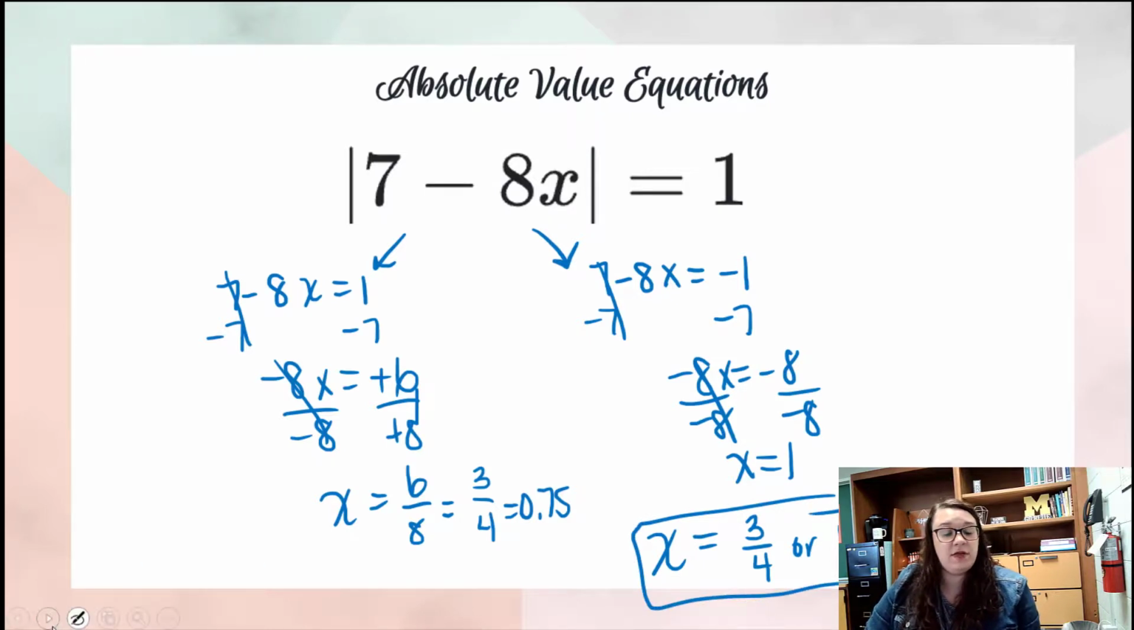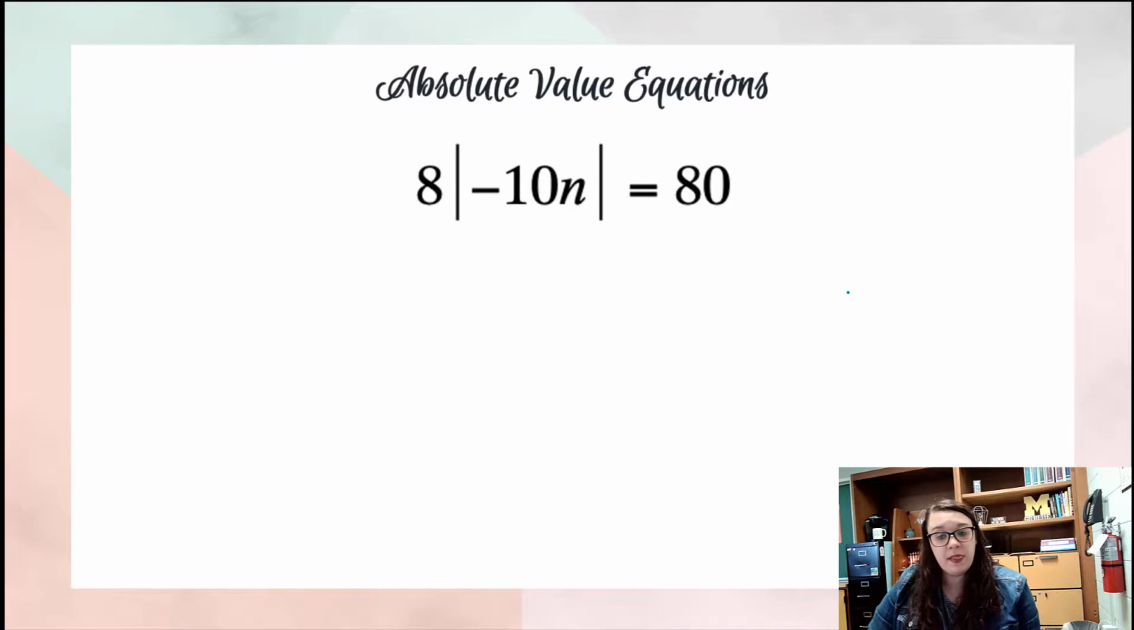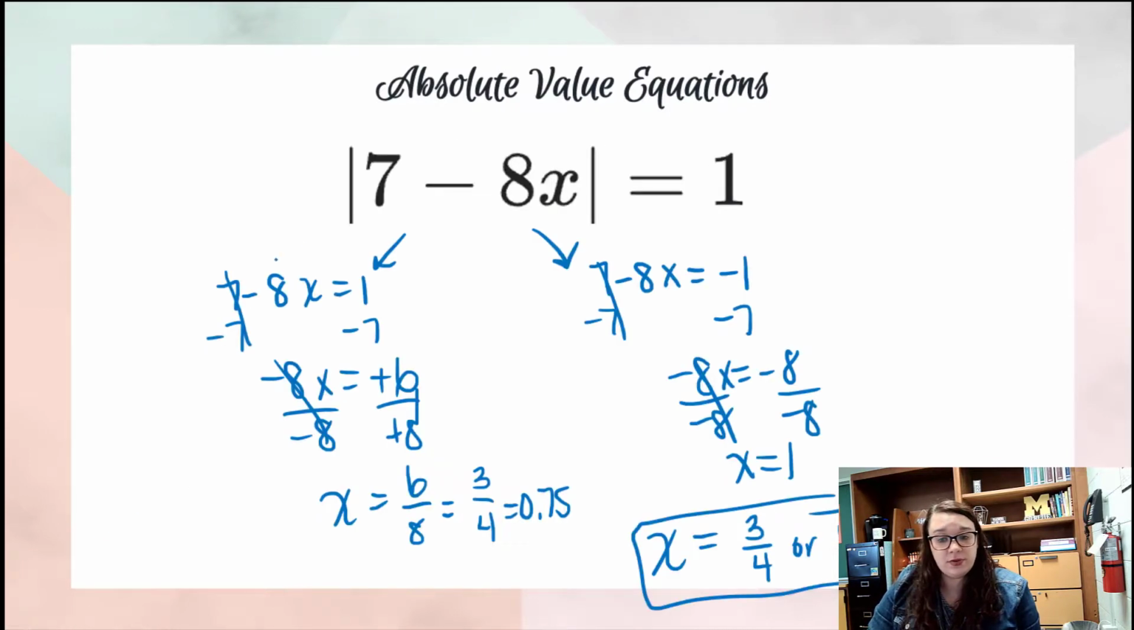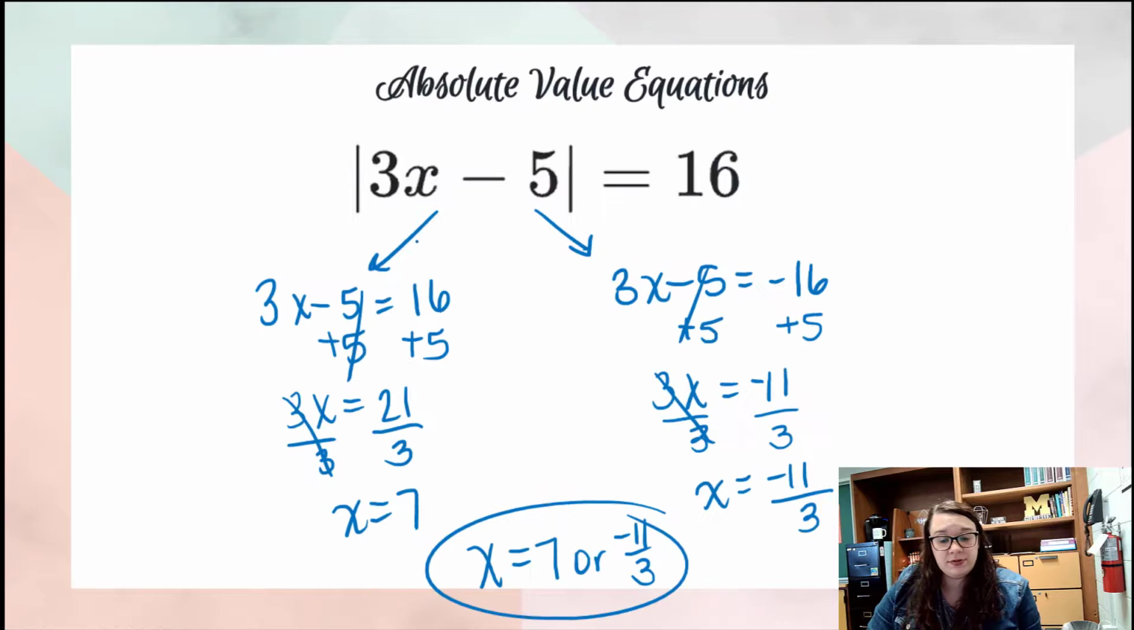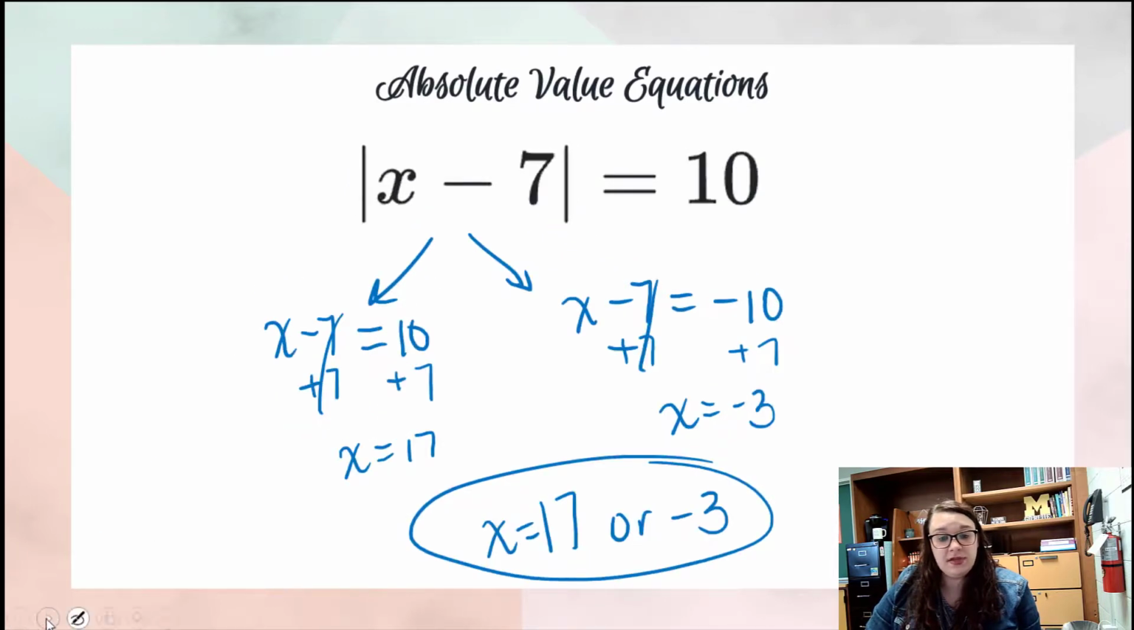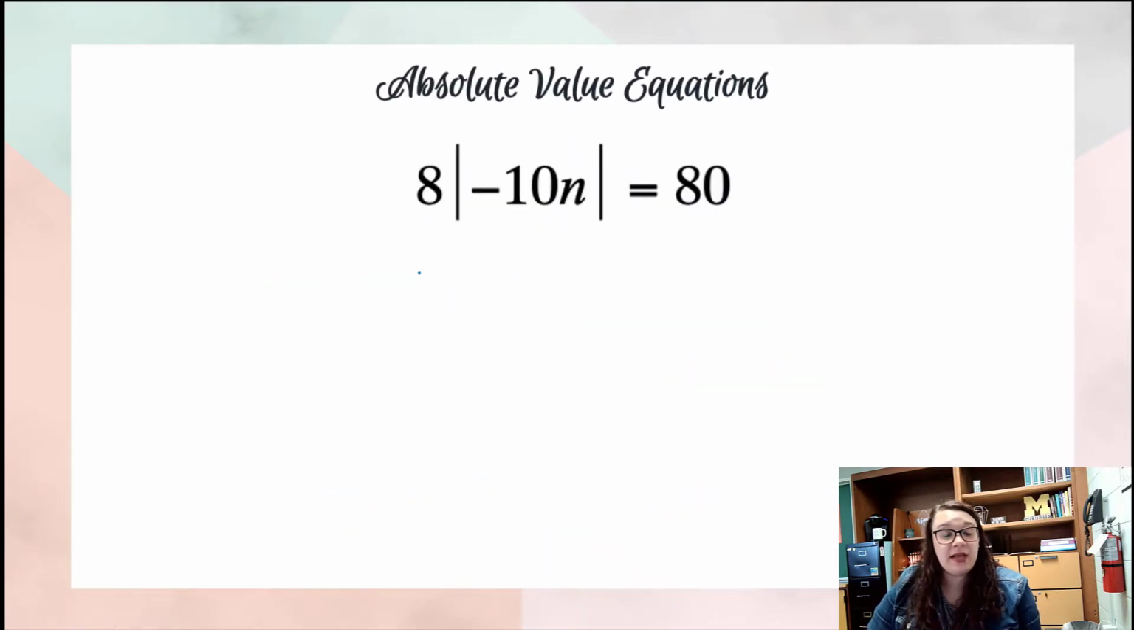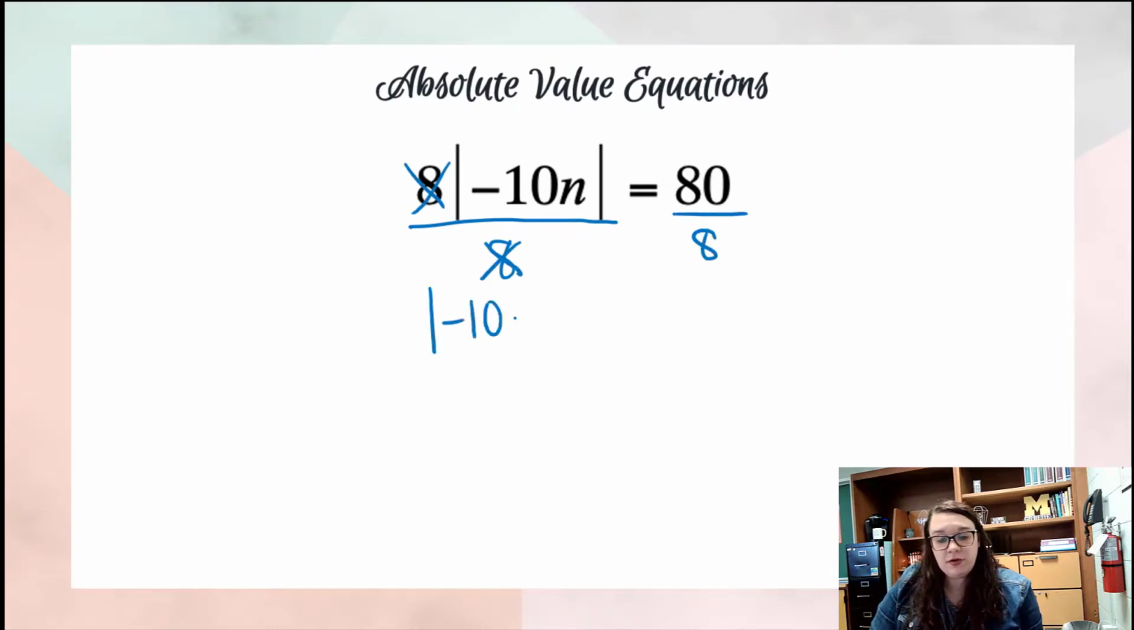Let's try another. Now this one that's coming up is going to look different. Can you tell the difference here? If you said that there's something outside of the absolute value, you're on the right track. So what's different about this one is that the absolute value is not by itself. Notice in our previous examples, absolute value by itself, absolute value by itself, absolute value by itself. This one, though, is not the case. Let's get the absolute value by itself so we can treat it like the rest. It is 8 times the absolute value, so I'm going to divide by it to get rid of it. So I have absolute value of -10n equals 10.